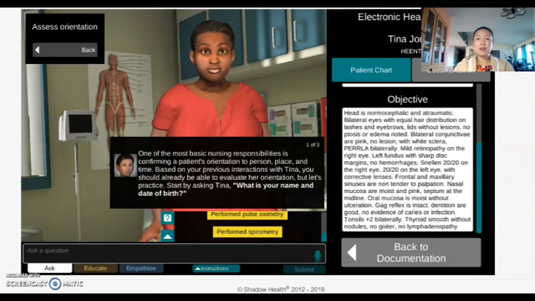My customary practice is to greet my patient, hi, hello, good morning, and also to verify his or her name and date of birth, and this practice helps me to assess the patient's orientation as well. At this point, I am going to ask Tina about her name and date of birth, as well as the place that she is in right now and the date today.